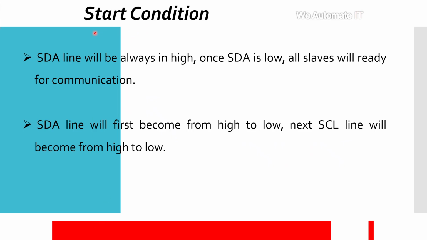So how does it start? The start condition, how does it begin? The SDA line will always be high. Once SDA goes low, all slaves get ready for communication. So first the SDA line goes from high to low, and next the SCL line goes from high to low. SCL means the clock.